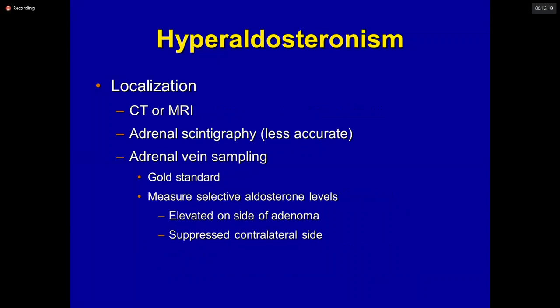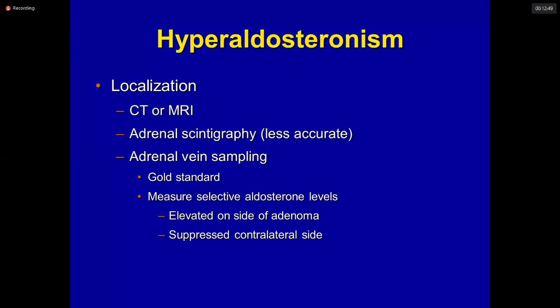Now, as a general principle, after we do biochemical confirmation and we know that there is an abnormality, we look for the lesion by imaging, and we try to localize it. The imaging would be of the adrenal gland. We ask for adrenal gland CT or MRI. And less accurately, there will be nuclear imaging.